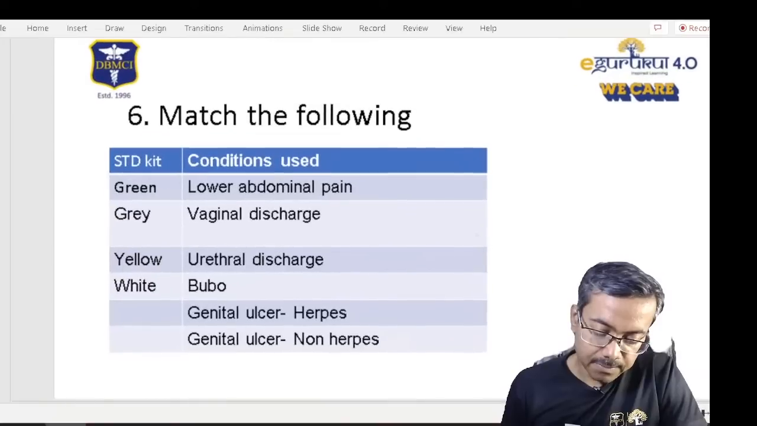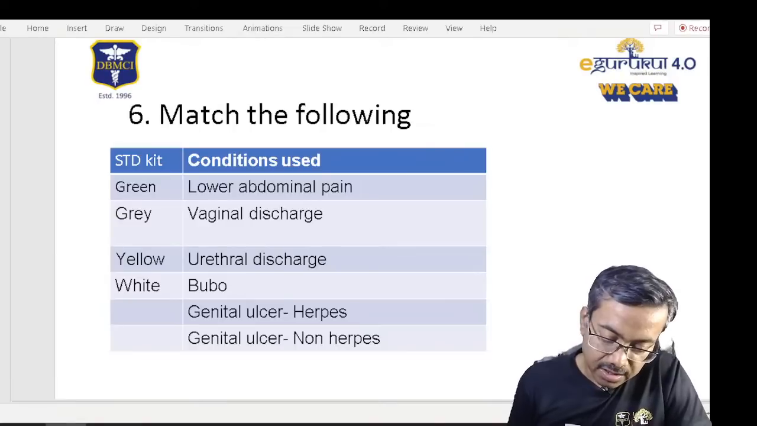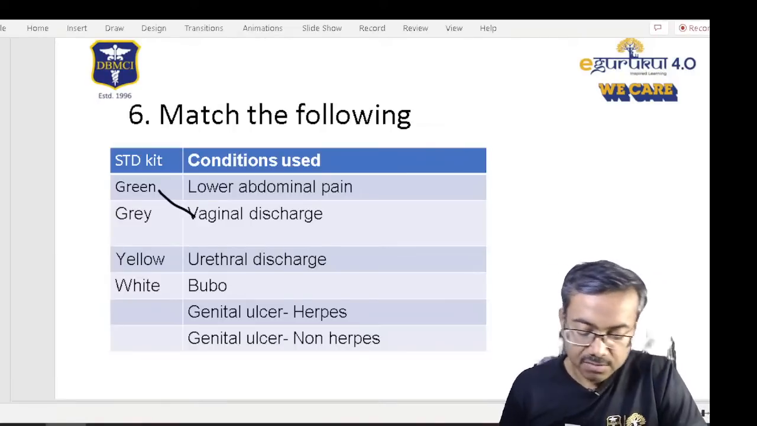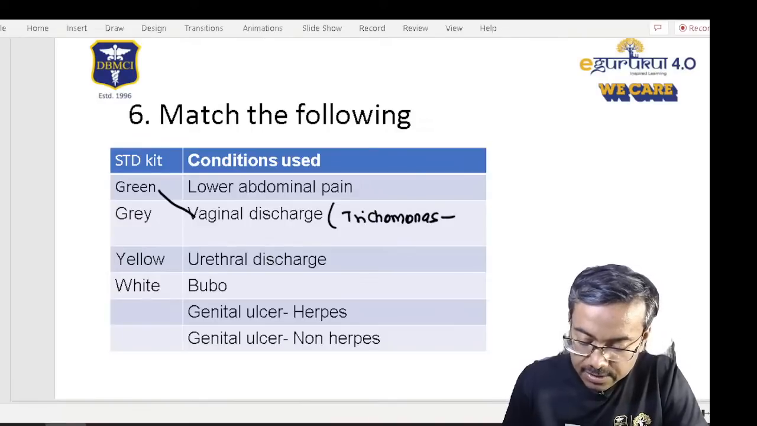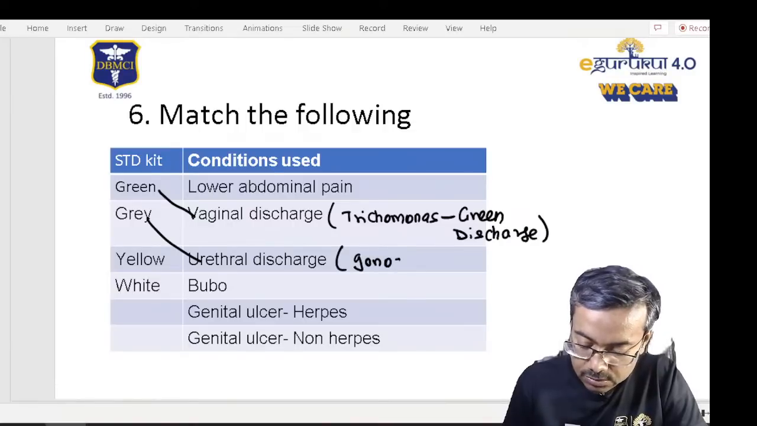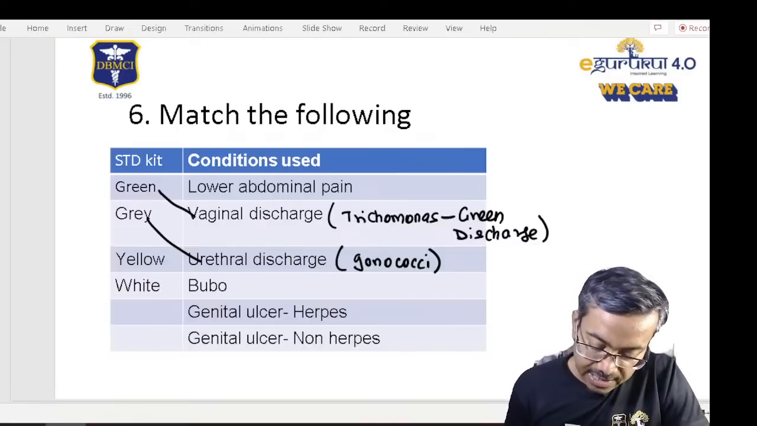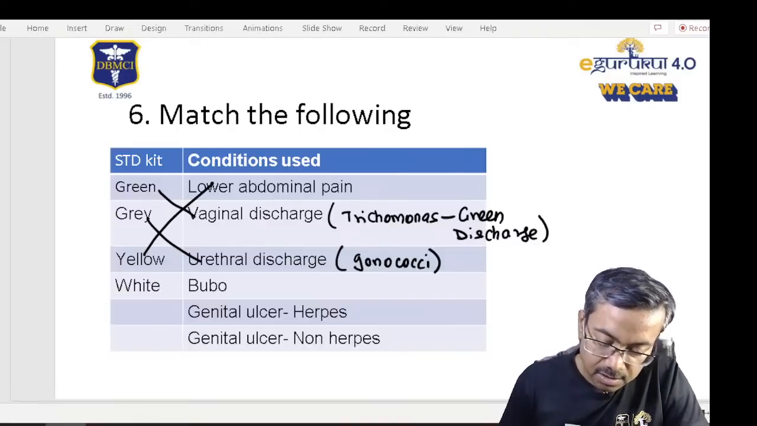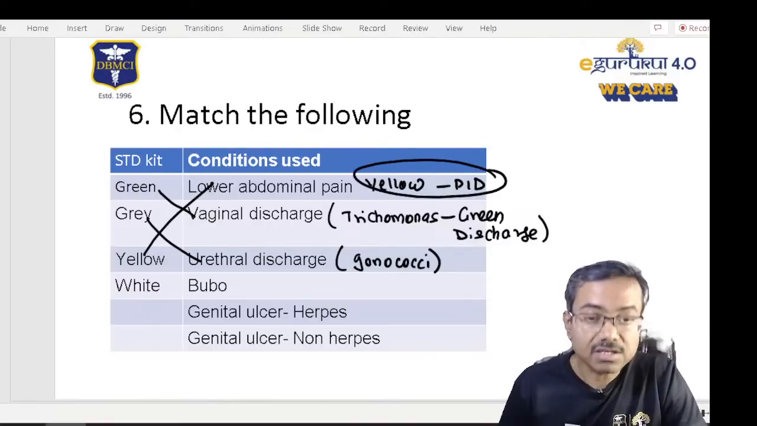got it. Okay, now match the following. Okay, this is again an STD question. Green kit would be vaginal discharge. Remember the green for trichomonas, just for remembrance. I just told you that sometime back. So, green discharge. So then you will talk about gray kit, remember the mnemonic of gonococcus, GNG, theek hai na? Yellow we just said is lower abdominal pain. Yellow is for pelvic inflammatory disease, we just covered that.